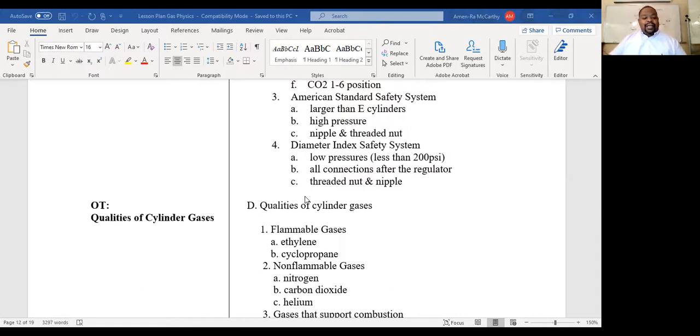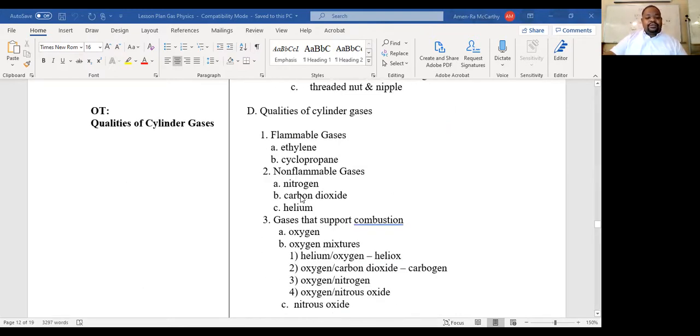Okay. Then we got into the qualities of cylinder gases. We talked about the qualities of them all. We have some that are flammable, some are non-flammable, and some that support what? Combustion, right? Those are the qualities of gases as a whole. Flammable, which is ethylene and cyclopropane. Those are our flammable gases. Then we have our non-flammable gases, which are nitrogen, carbon dioxide, and helium. They're non-flammable. And then we have gases that support combustion.